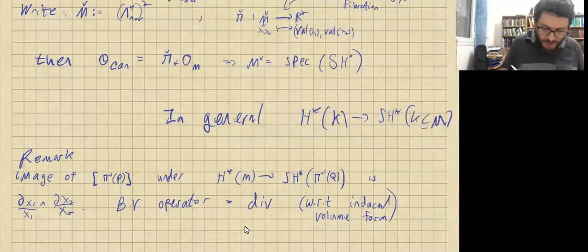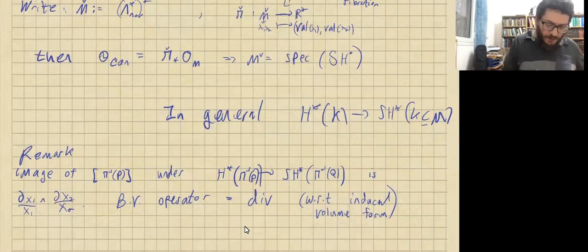And maybe here I should write. So under this map from the ordinary cohomology to symplectic cohomology, the top, like the fundamental class of a fiber, maps to this non-vanishing section, so there is some kind of Calabi-Yau form, or this is the dual to the Calabi-Yau form. And then the BV operator has the description as the divergence with respect to this induced volume form. So divergence is just the thing which is dual to the exterior derivative.